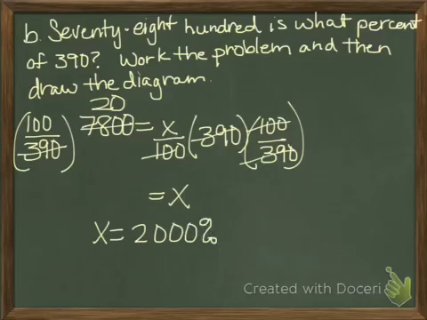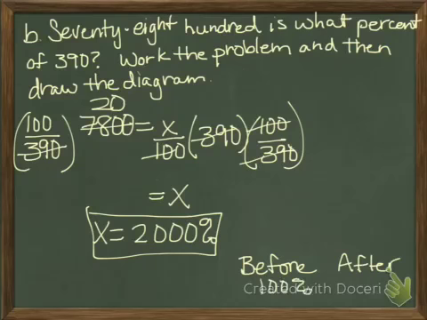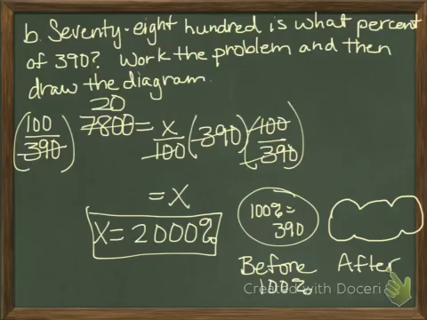So 2,000%, which is a huge number, but when we draw the diagram you can see that it makes sense. Our before 100% is 390. Our after is 7,800. So 7,800 is 2,000% of 390. If it was just 200%, it would be 780. It would have doubled. But it's not 200%, it's 2,000%. So we add that extra zero on there.